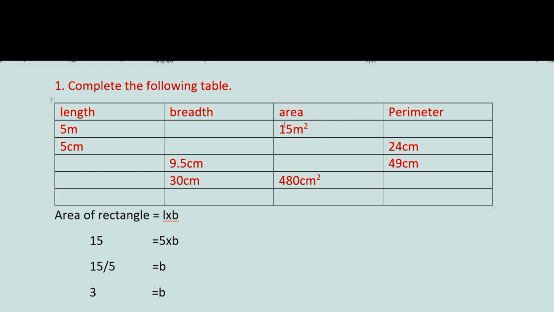First of all, what are the formulas? Area of rectangle, simple formula, L into B, length into breadth. Area of square formula is side into side. Whereas perimeter of rectangle is 2 into (L plus B), and perimeter of square is 4 into side.